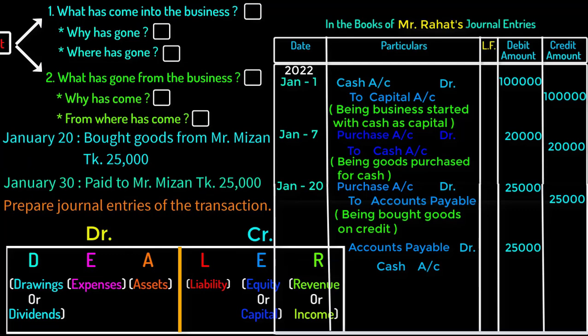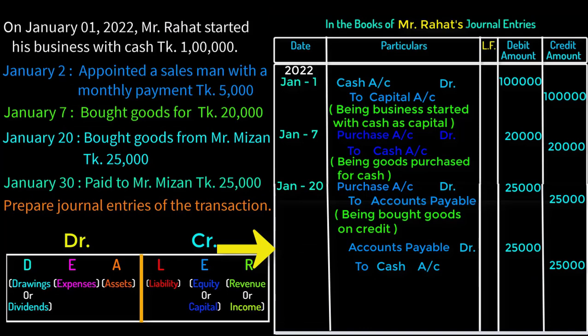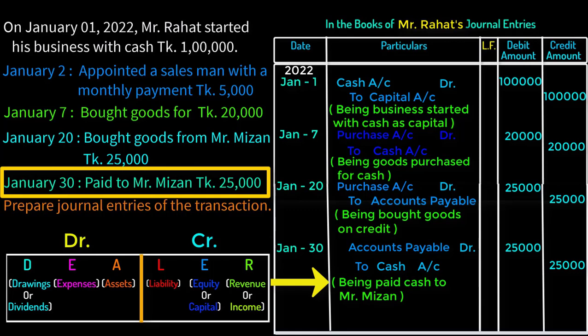Now you have to find out whether this account is debit or credit. Cash is an asset and cash is decreasing here. Cash is decreasing means asset is decreasing. Asset is a debit item. Therefore, if asset decreases, debit will also be decreased. See, if debit decreases, it turns into credit. So you will have to write here the word "To", as the word "To" means credit. Here you will have to write taka 25,000 and here the date January 30. Write here the summary of this transaction: being paid cash to Mr. Mizan.